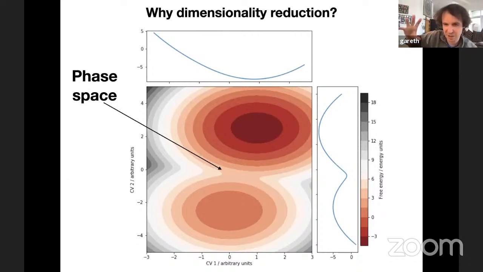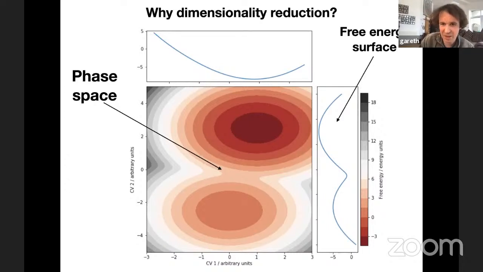Much higher than 2 dimensions, and we want to reduce it down to some lower dimensional thing so that we can visualize it and see it. So in this simple 2D example, there are lots of different ways that we can do this dimensionality reduction process. And I've got 2 examples here. What I've got here is basically the logarithm of the marginal probability distribution, and that's what we call the free energy surface.